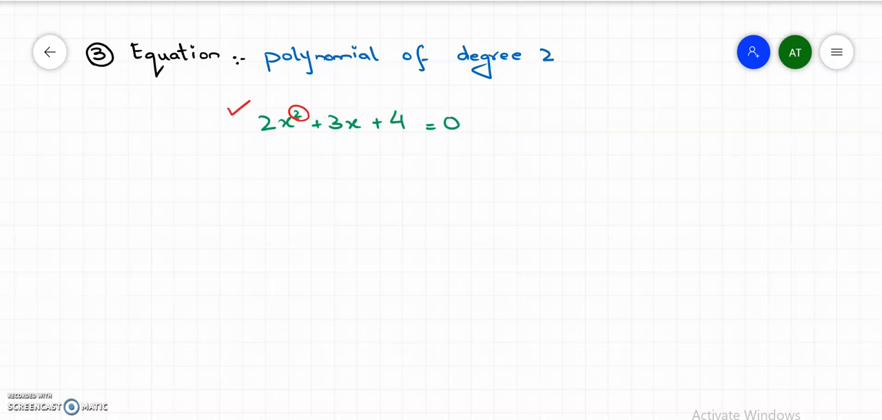Let me take another example. If I have 4m squared plus 3m equals 1, this equation is again a polynomial of degree 2. Its highest exponent is 2, so the degree of this polynomial is 2, and this represents a quadratic relation. So these are the three ways to represent a quadratic relation: by using a table of values, by using graphs, and by using equations. I hope you understand all three ways clearly.